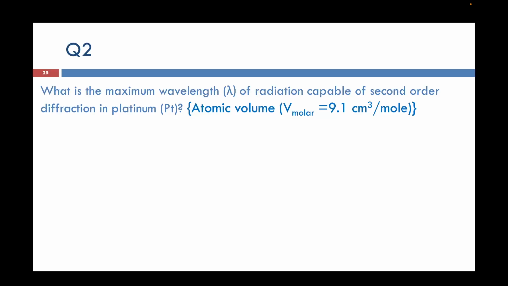Similar to this question, now we will be going to the next question, that is, what is the maximum wavelength of radiation capable of second order diffraction in platinum? Here platinum is, again I am telling, FCC, V molar has been given, second order diffraction. That means n value we always take as 1. Now it has exclusively asked us to take n value as 2. So what is the maximum wavelength? We will write n lambda is equal to 2d sine theta.